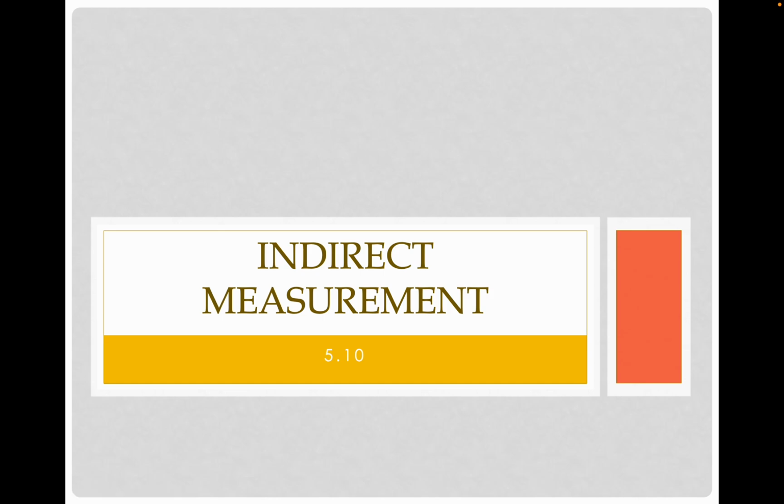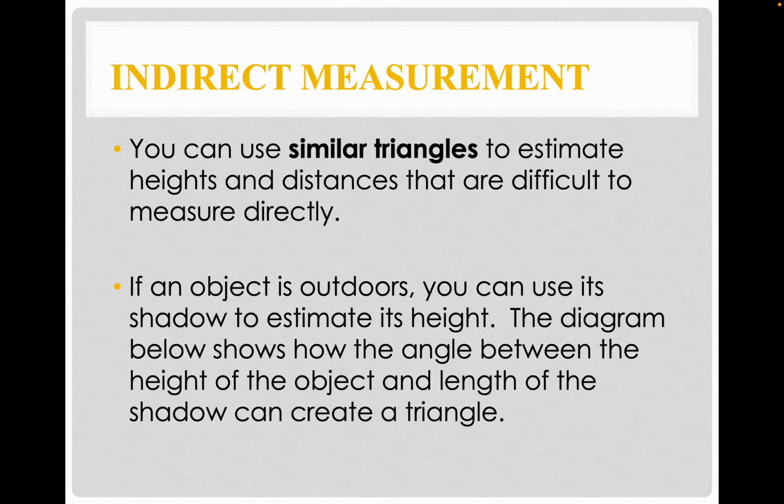In this video, we will learn about indirect measurements. You can use similar triangles to estimate heights and distances that are difficult to measure directly. For example, if an object is outside, you can use its shadow to estimate its height. The diagram on the next slide will show you how the angle between the height of the object and the length of the shadow can create a triangle.